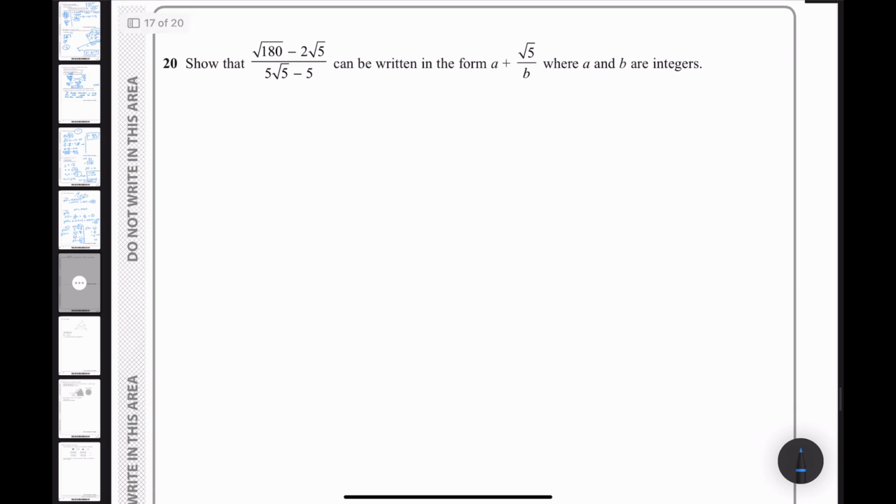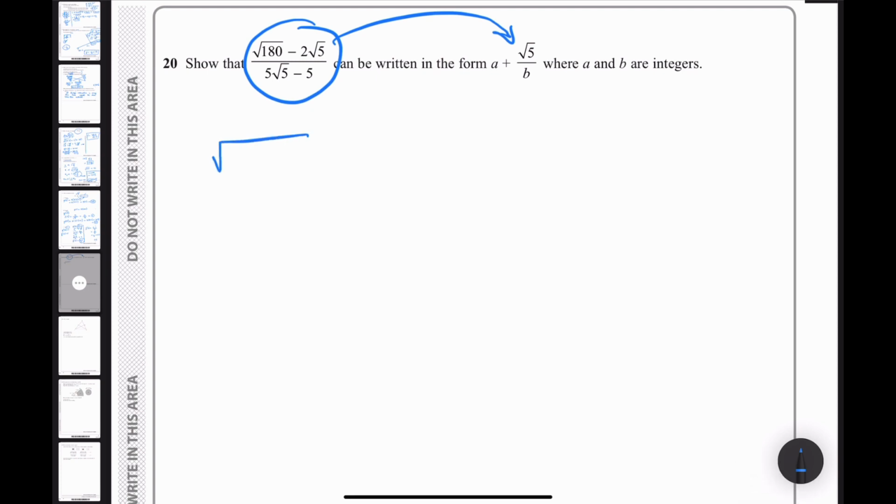Now let's see this one. It says question number 20. It says show that (square root of 180 minus 2 square root 5) divided by (5 square root 5 minus 5) can be written in this form. So we have to convert this expression into this form where a and b will be the integers. So let's try to work it out.